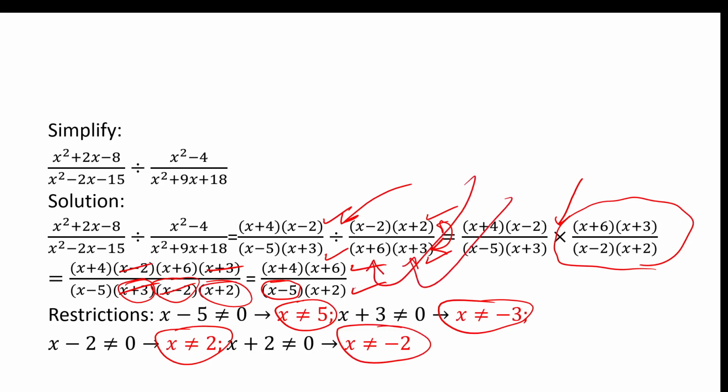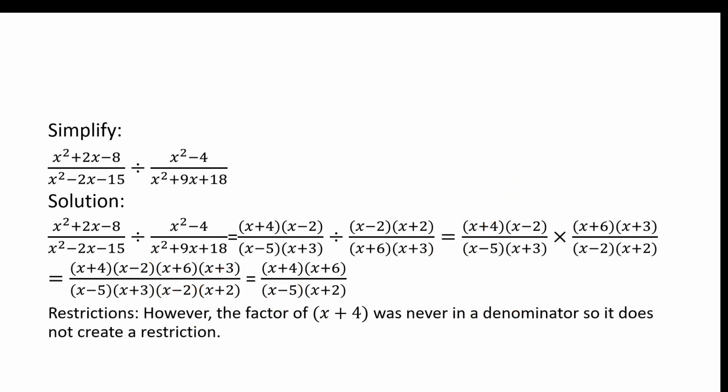But again, we also don't want to miss this x plus 6 right here. We don't have to worry about the x plus 3 because we already accounted for it, but we do have to consider this x plus 6 right here. X plus 6 also can't equal 0, meaning x cannot equal negative 6, even though that factor ended up in the numerator. At one point it was in the denominator.